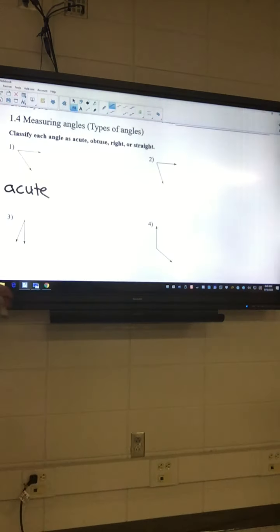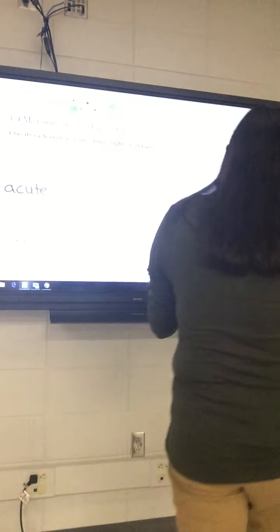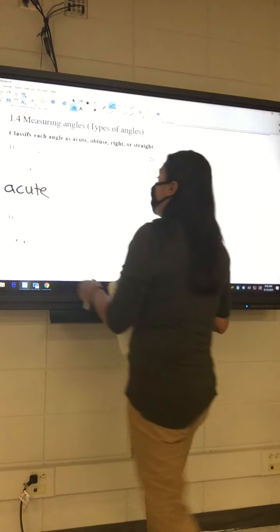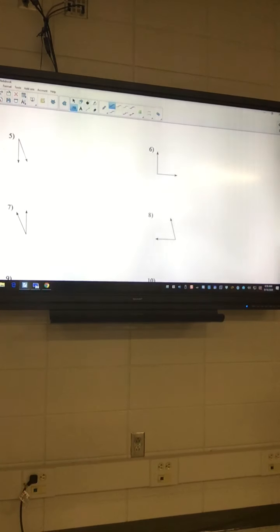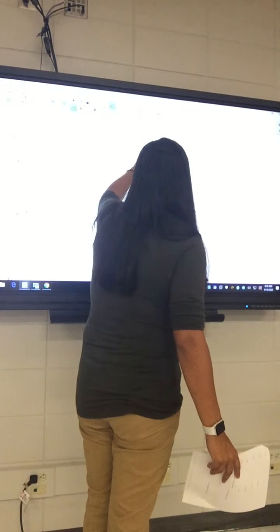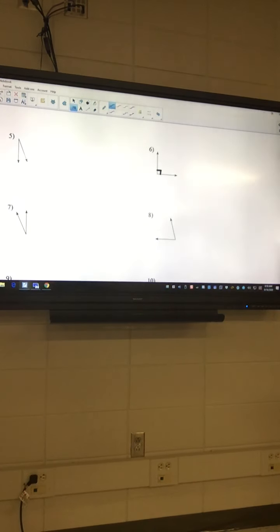Okay, what about, let me look at the sheet actually. Okay, what about 6? What does it look like? Yeah, it's a right angle. And in all reality, it should have this notation right here, so you know that it's right. It should have like a little square. I couldn't figure out how to put it on there, but it's a right angle.